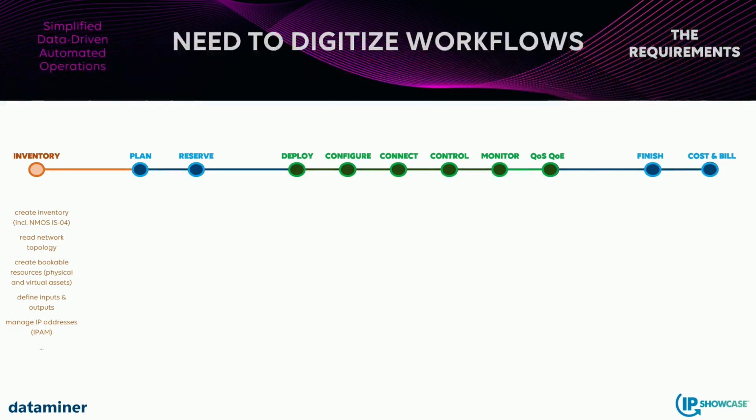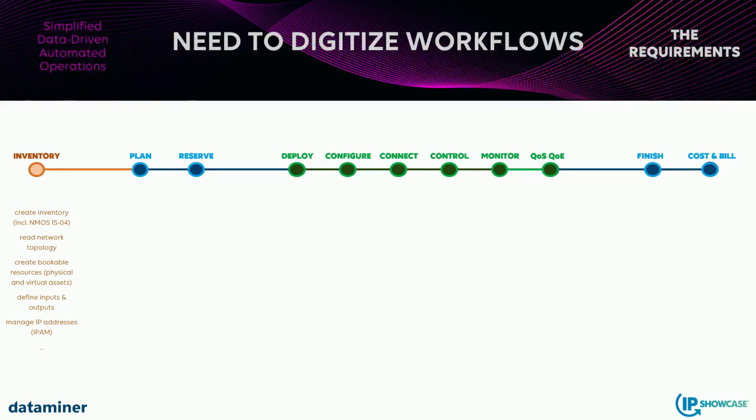Virtual ones can be people, trucks, rooms, everything you do not control at the end or don't automate, but you have to be able to book those as well. You have to define your inputs and outputs. In SDI, that was simple. An input was equally the same as a BNC connector. Now in IP, it's different. What is an input? What is an output?